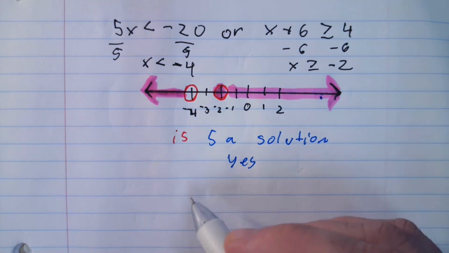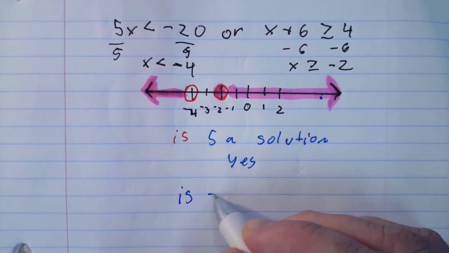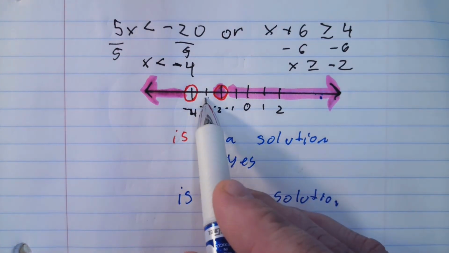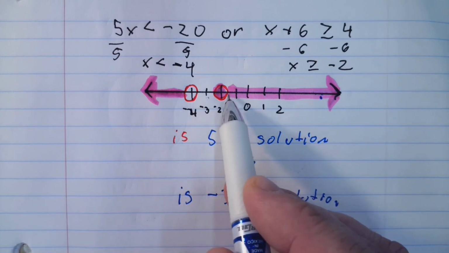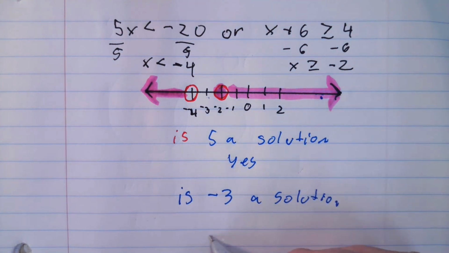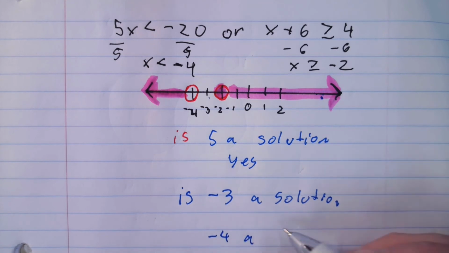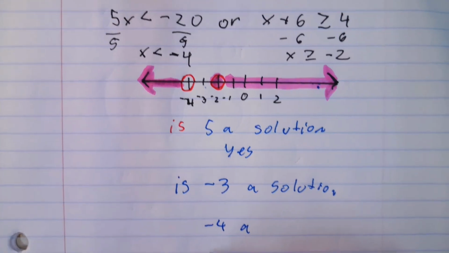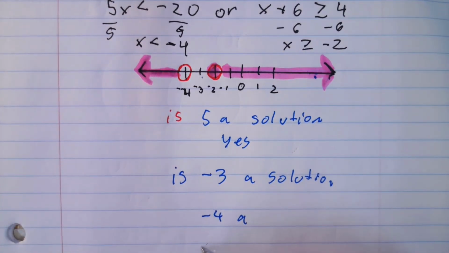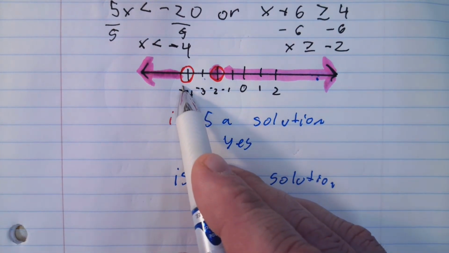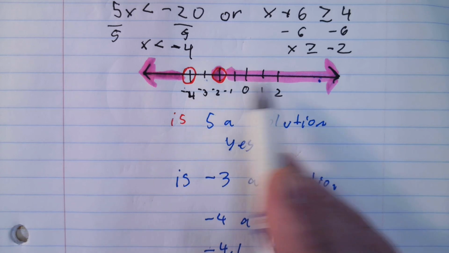Okay. How about is -3 a solution? No. Because it's in between the two. It's right here. Would the alarm go off? No, it's not colored. That's where it's off. Only where it is colored is a solution. Okay, is -4 a solution? Remember the circle. -4 is not a solution. How about -4.1? Is that a solution? Yes. Because that's just to the left of it, right? So that's how that works, right?